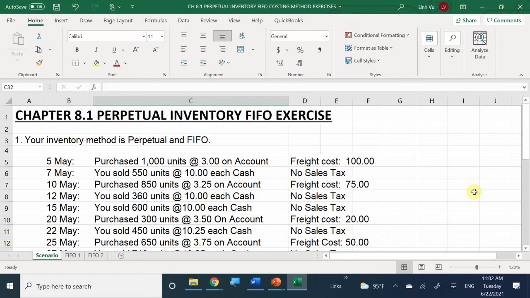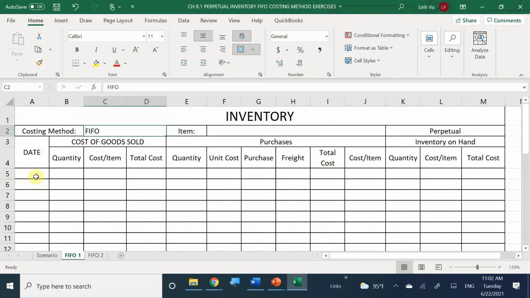So 1,000 units at $3 each with the freight costing you $100. So FIFO number 1, the date is May 5th, okay? We're going to skip the cost of goods sold section because we're not selling anything yet. We're dealing with purchases. So we're going to go into the middle section right here, right? Our idea is we purchased 1,000 items at $3 each with the freight costing you $100.